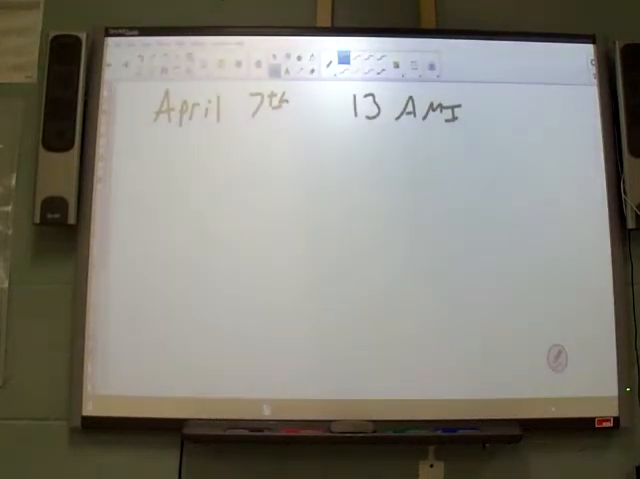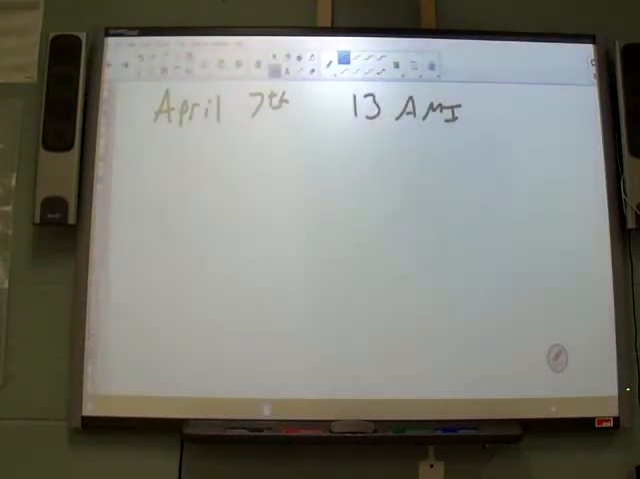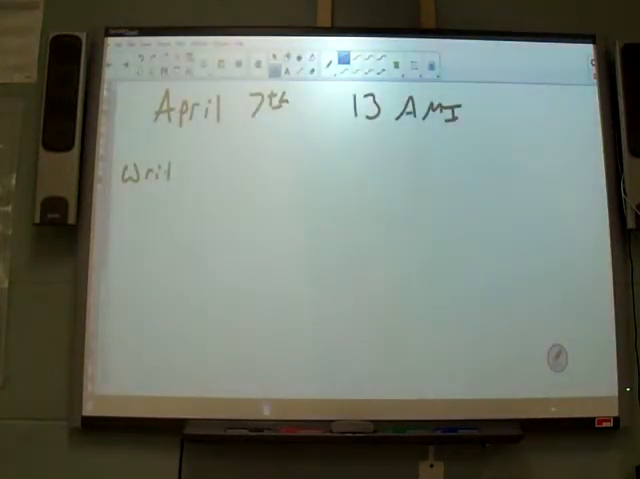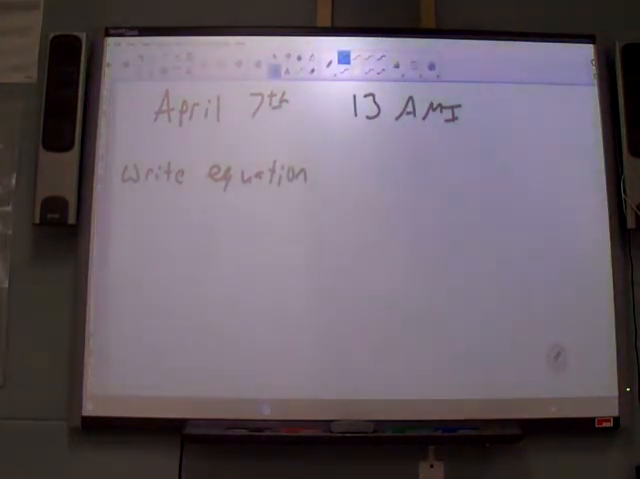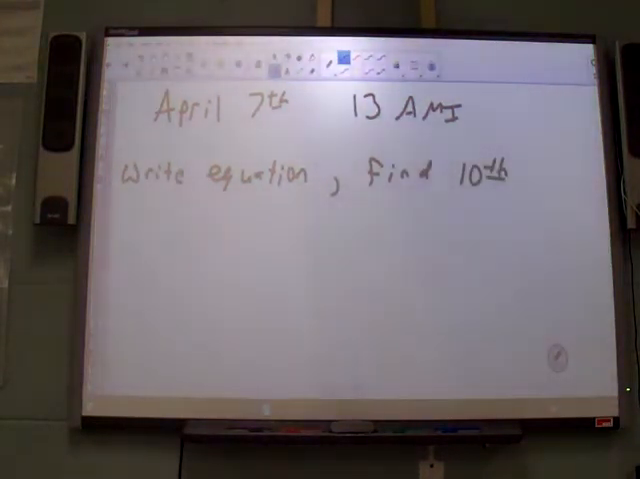We've got 6 problems for you again. I'm going to do the first one with you after I get them all written so I can make sure you know what I'm asking for. You're going to write the equation. That's what I want to make sure you understand how to do. Write the equation and then use that equation to find the 10th term.